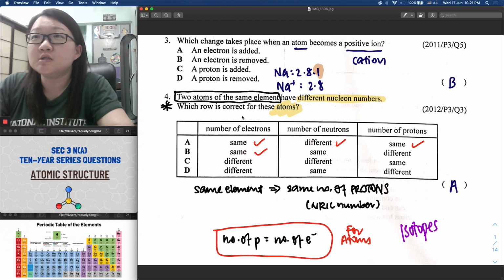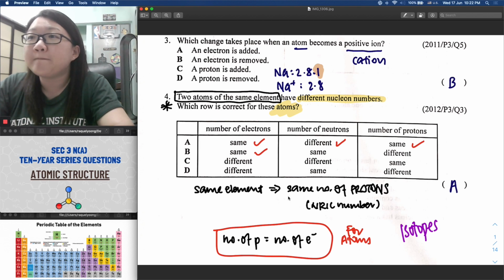If you look at the question, they tell you that these two atoms are from the same element. Based on that information, you can know for sure that these two atoms have the same number of protons, because every element has a specific proton number. Remember we say that the proton number is just like your NRIC number, only you have that NRIC T05 something something something, correct? Likewise, every element also has its specific proton number.